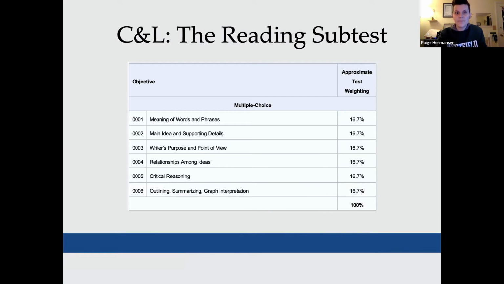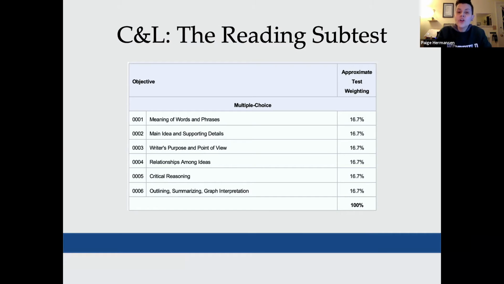Okay, so there are 6 types of questions on the reading subtest, which is what we were talking about today. The meaning of words and phrases, main idea and supporting details, writer's purpose and point of view, relationship among ideas, critical reasoning, and finally, outlining, summarizing, and graph interpretation. And as you can see, the approximate test weighting for each of those multiple choice categories is that each category is worth about 17% of the total of 100% on the reading subtest, right?